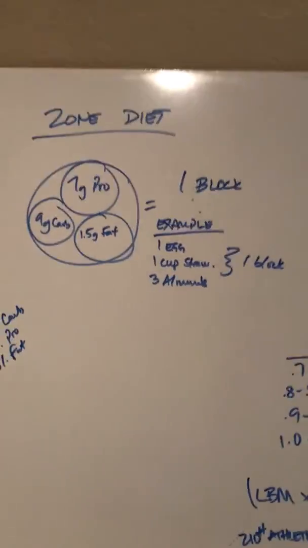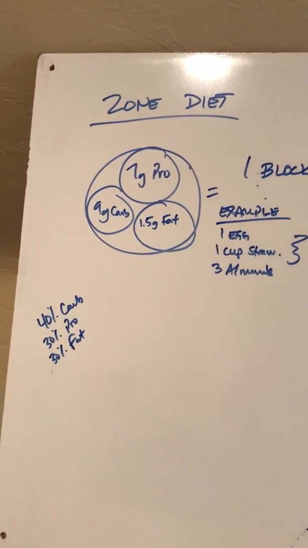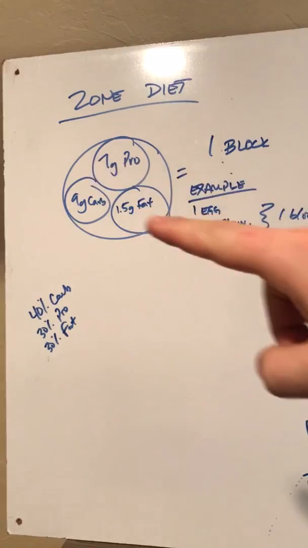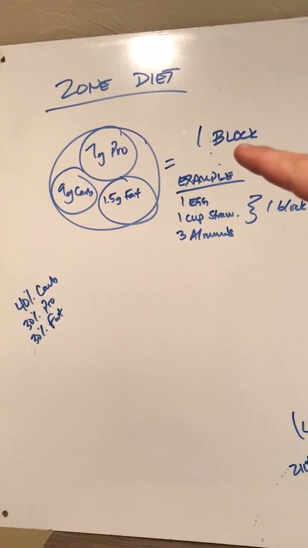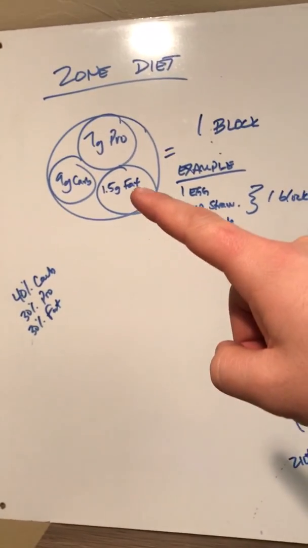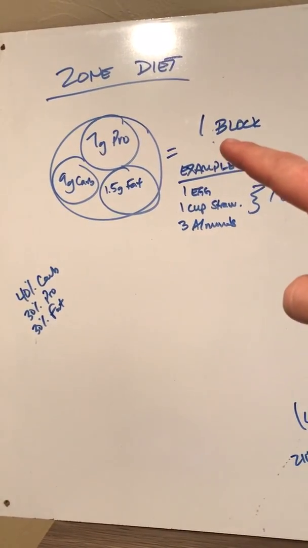All right, guys, trying to explain this Zone diet a little more in depth, so hopefully this stops some of the confusion that we're having here. So, this is our prescription right there: 7 grams of protein, 9 grams of carb, 1.5 grams of fat. We need all three of these, and that would equal one block, right? So that's what we want: 7 grams of protein, 9 grams of carbs, 1.5 grams of fat equals one block.